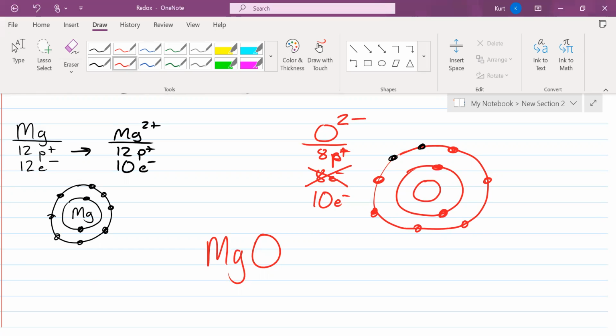I've been asking my AP students that a lot. Why do we call it reduction? Because the charge is decreased. Another word for decreased is reduced.